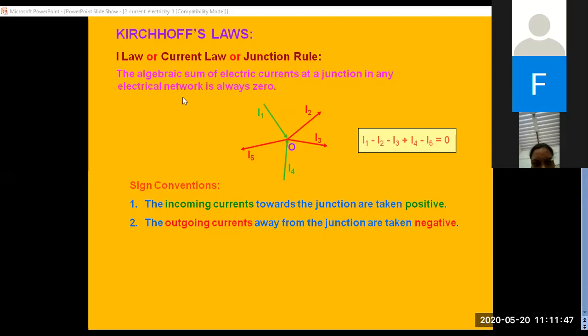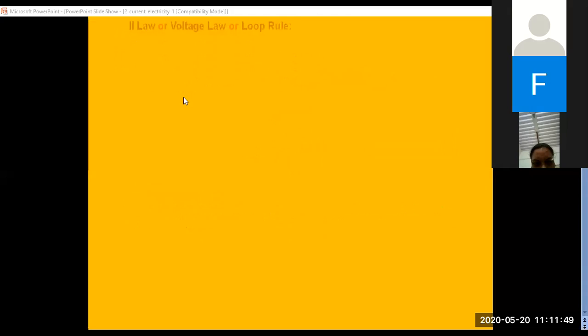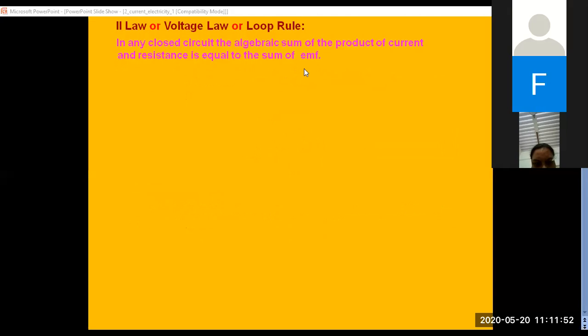That's the first law. Coming to the second law, we call this the voltage law. So what is this voltage law? You have to use 2 terms, sum and product. Sum means what we are adding. Product means what we are multiplying. So there's a term: in any closed circuit. Closed means all connections should be done. It shouldn't be open. So in any closed circuit where current can flow, the algebraic sum of product.